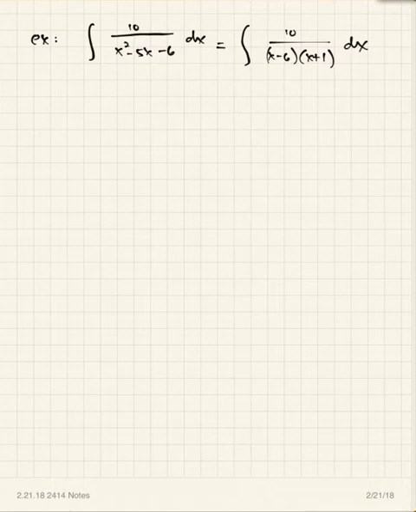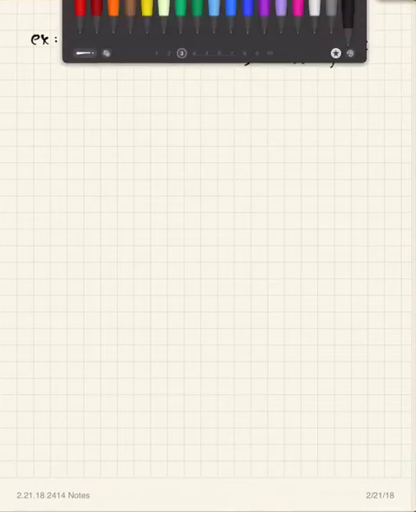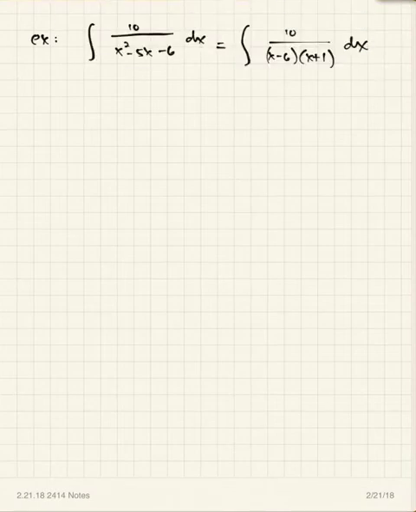Now the 10, by the way, is a constant. You can leave the 10 in the integral or you can bring it outside the integral. It really doesn't make any difference. I'm just going to leave it in. That just makes the most sense here. One less thing to have to worry about. So I'm going to decompose this fraction. And notice I'm going to do this in a separate color right here because this is scratch work, what I'm about to do. I'm going to decompose 10 over x minus 6 times x plus 1.